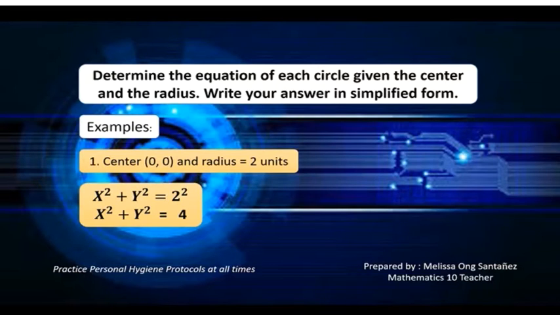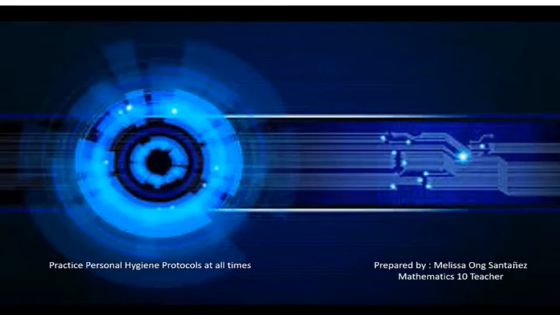Your r is 2. So that will be 2 times 2, or 2 squared, is equal to 4. Your final equation would be x squared plus y squared is equal to 4. Now let's have another one.